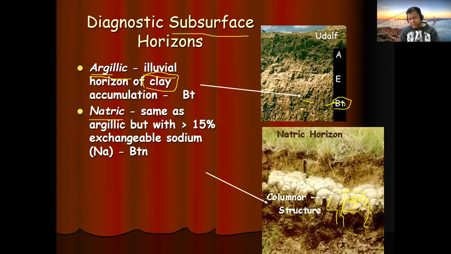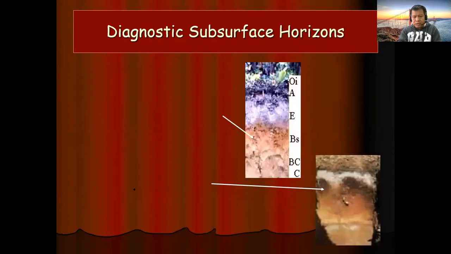Later on, we have to discuss the different structures of the soils, no, as well as texture. But this time, we will just be satisfied with this discussion for the natric. Well, natric is the same as clay accumulation in the subsurface horizon, but it must have more than 15% exchangeable sodium.